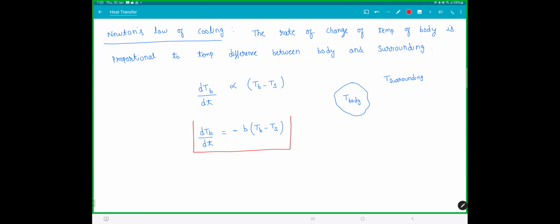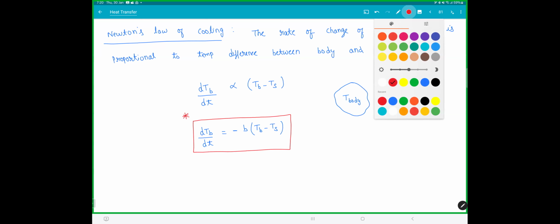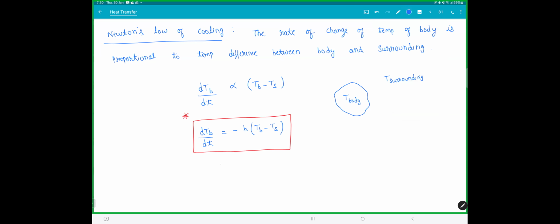B is some constant which we will not be able to find. They have to give it to you. But in most of the problems you won't need it, it gets cancelled out. So B is a constant. It depends on multiple things.